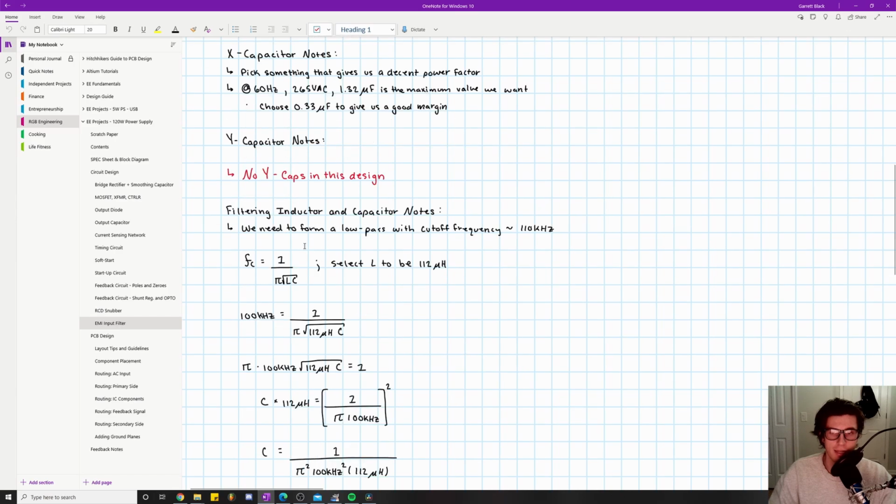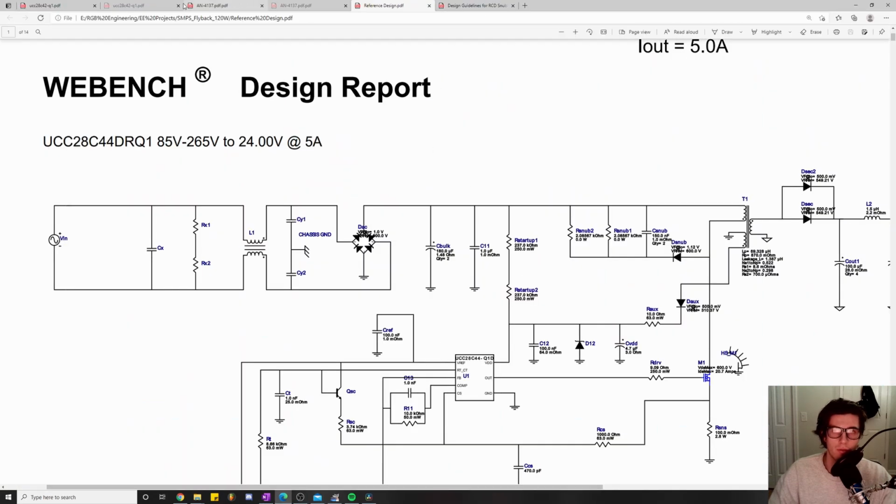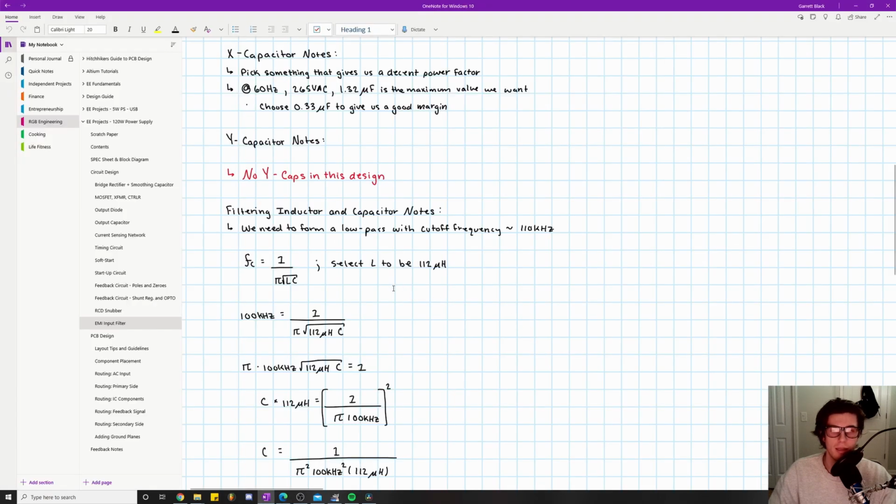So next thing we're going to talk about is the filtering inductor and the filtering capacitor. I can't find an example quickly for it, but it's going to form a pi filter, right? So we're forming a low pass with a cutoff frequency around 110 kilohertz. This is going to go right in line with our smoothing capacitor, and so we want to filter at 110 kilohertz.